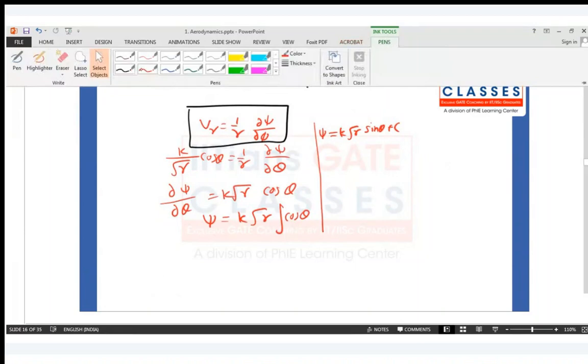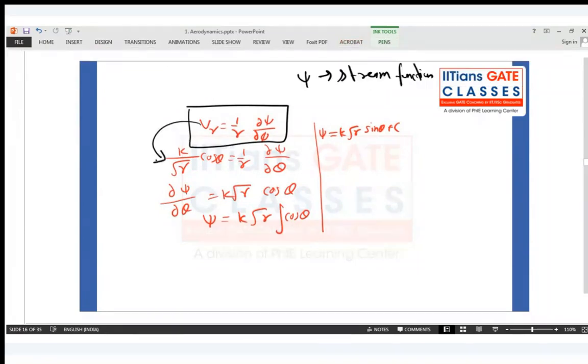So what you have to do is substitute the Vr here, keep 1 by r d psi by d theta. So once you throw that r on that side, you get yourself, I guess I made a mistake here. Yeah, sorry, cos theta should be, no, this is right, sorry, my mistake, this is right only.